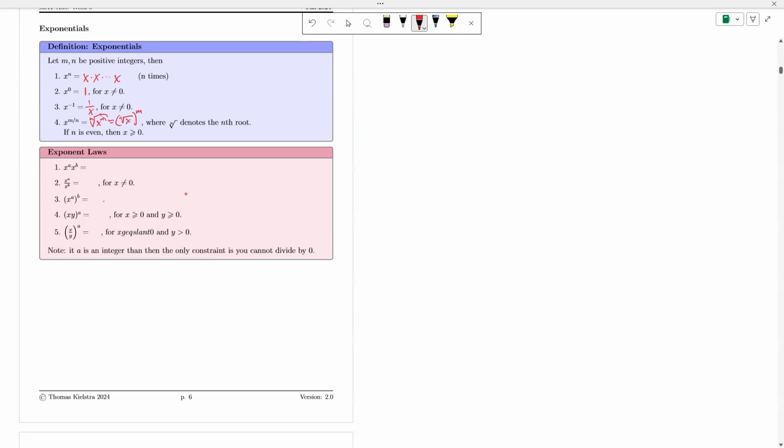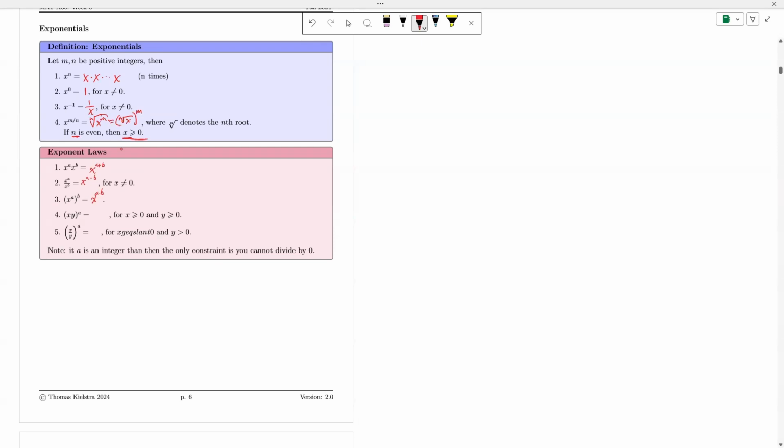It's important to note that if n is even, then x is greater than or equal to 0. And this gives us our exponent laws. We can take these and we get the following: x to the a times x to the b equals x to the a plus b. X to the a over x to the b equals x to the a minus b. X to the a all to the b is x to the a times b.